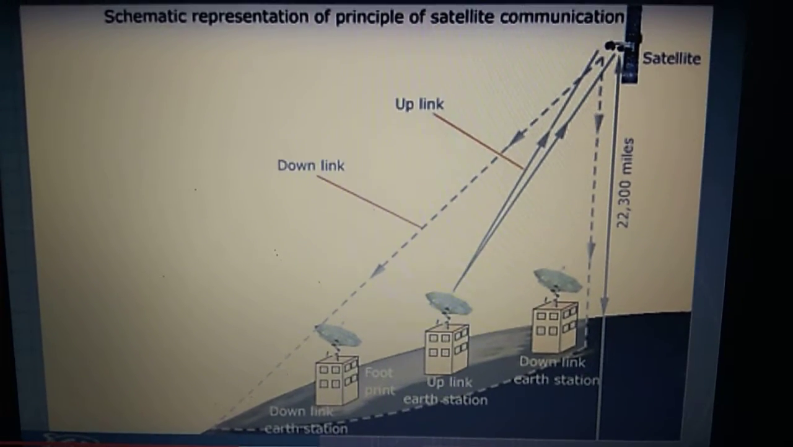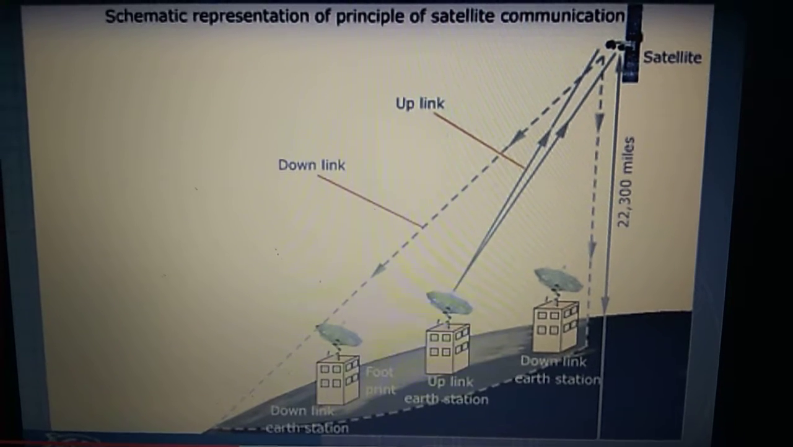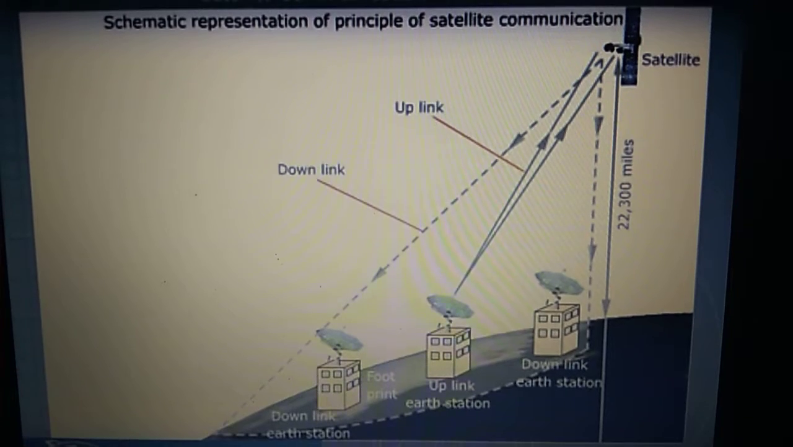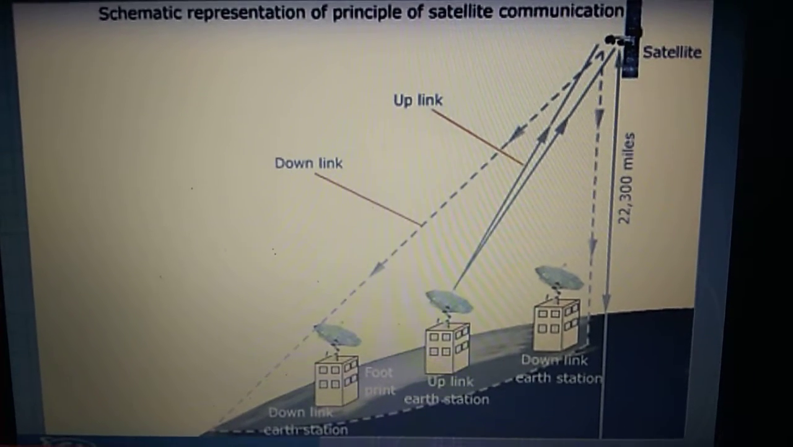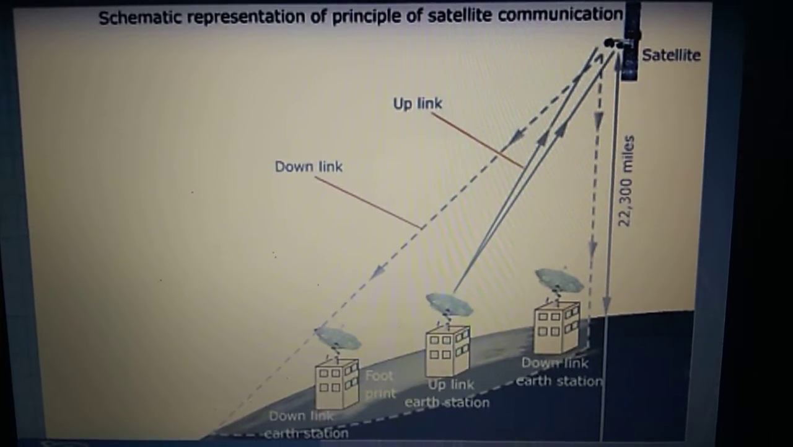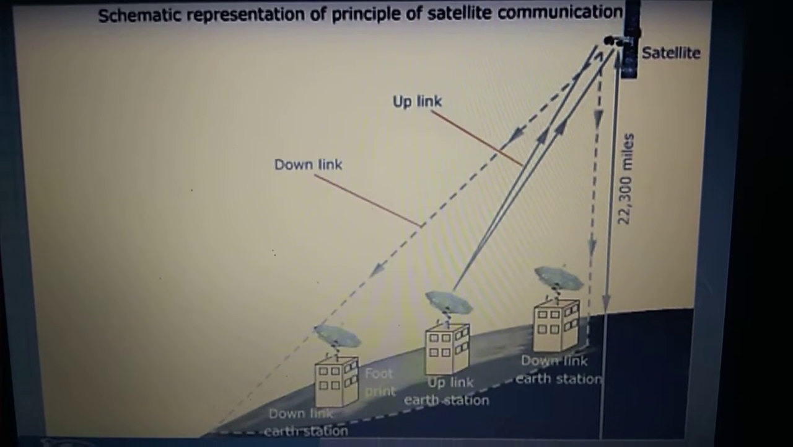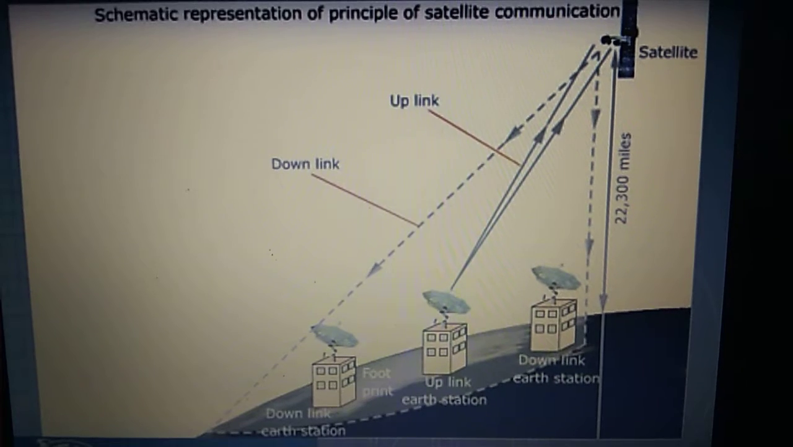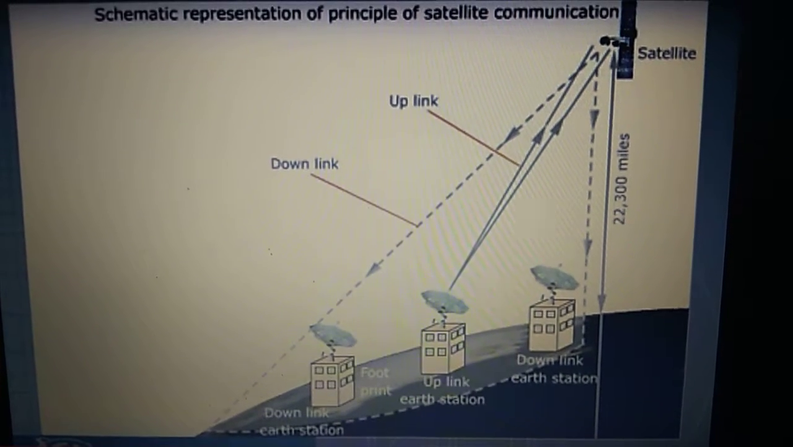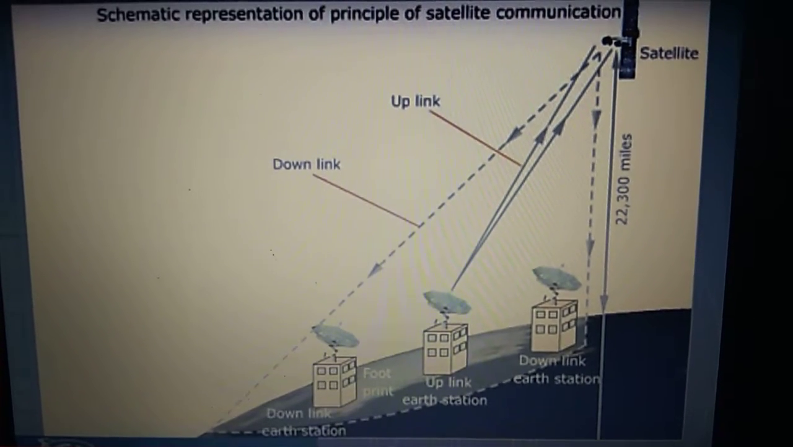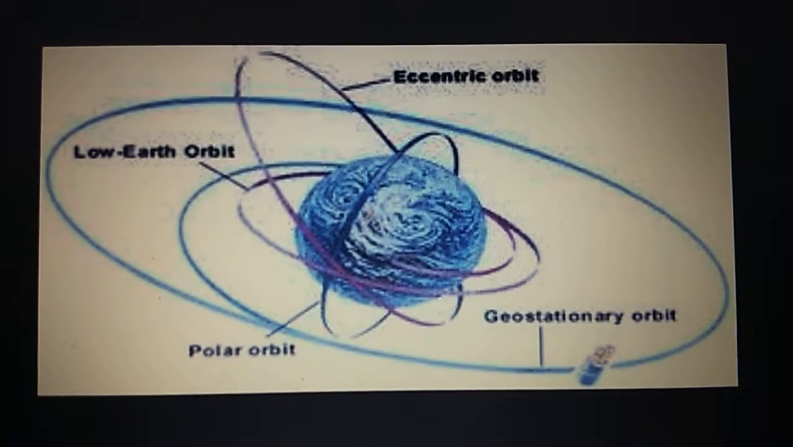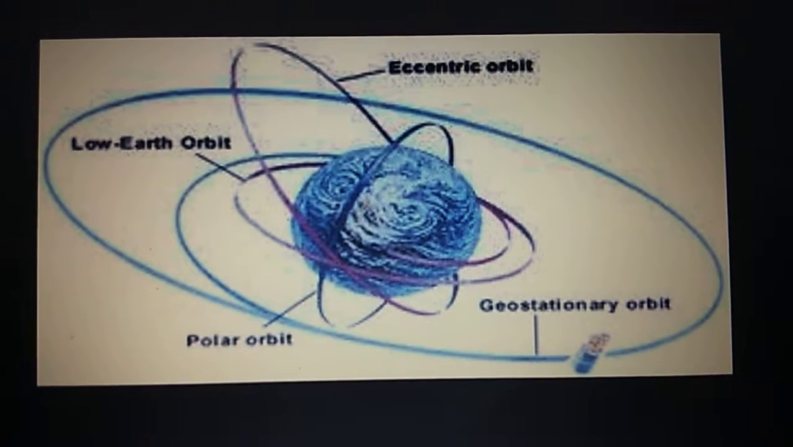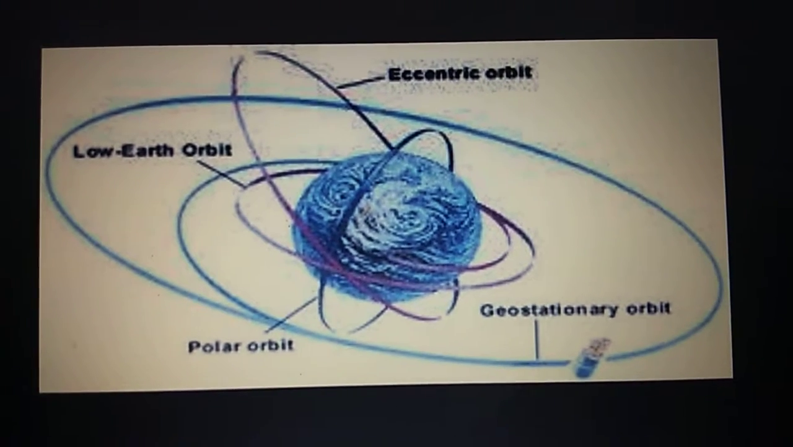Here you have the schematic representation of the principle of satellite communication. To avoid confusion, the uplink and downlink frequencies are kept different. But before designing a satellite communication system, we must choose the orbit in which the satellite is to be placed. There are three types of orbits: circular orbit, inclined highly elliptical orbit, and geostationary orbit.